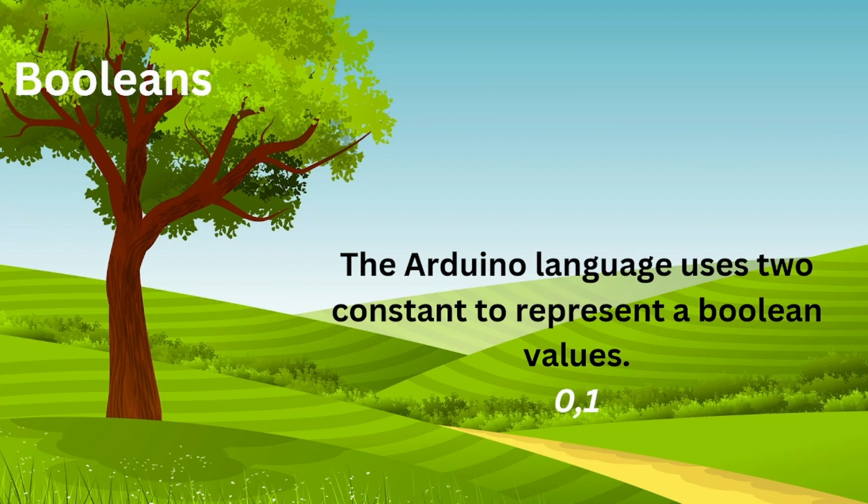What is Boolean? Boolean you already know. This is the value of true and false, also 0 and 1. So in Arduino, we use two constants to represent our Boolean values by 0 and 1, HIGH and also LOW.